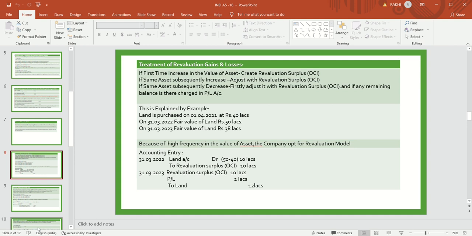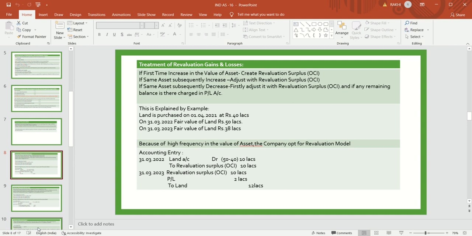If the revaluation is to be done for the first time, and the value of the asset increases from the carrying value of the asset, then what will you do? Create a revaluation surplus. If the same asset increases in year 1, and subsequently increases in year 2, then also adjust with the revaluation surplus.